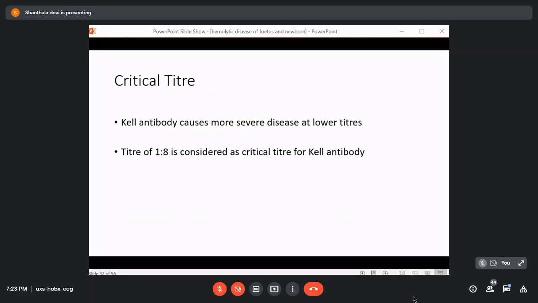What is it for RHD? I told you the critical titer will be 1 in 16. But if there are other antibodies, for example KEL, I told you, it causes more severe disease at lower titers. A titer of 1 in 8 is considered a critical titer for the KEL antibody.